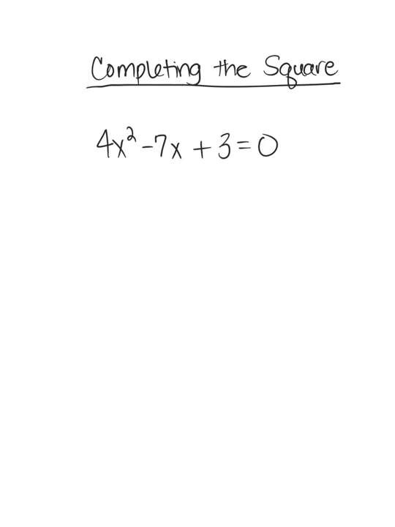Here's an example of completing the square. First of all, in the equation ax squared plus bx plus c equals 0, when you complete the square, a must equal 1. So the coefficient before the x squared has to equal 1 before you start. That's generally the first thing students forget.